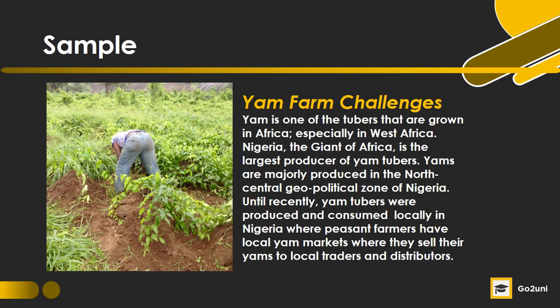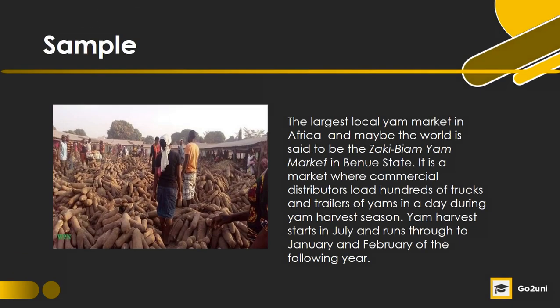Until recently, yam tubers were produced and consumed locally in Nigeria, where peasant farmers have local yam markets where they sell their yam to local traders and distributors. The largest local yam market in Africa and maybe the world is the Zakibiam Yam Market in Benue State. It is a market where commercial distributors load hundreds of trucks and trailers of yams in a day during yam harvest season. Yam harvest season starts in July and runs through to January and February of the following year.